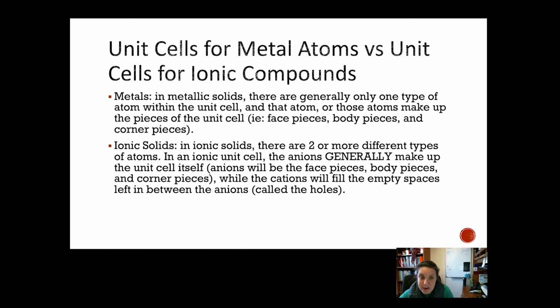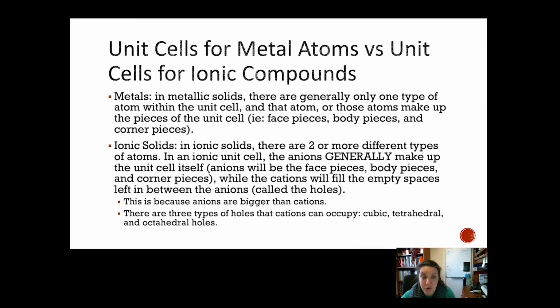The smaller the cation, the smaller the cation hole. The larger the cation, the larger the cation hole. So we look at the ratio of our cation to our anion to determine what size hole our cations can fit in. The types that they can fit in are either a cubic, tetrahedral, or octahedral hole. The cubic is going to be the largest, so it'll be the hole for the largest cation versus anion. Tetrahedral will be the smallest, and then octahedral will be in the middle.